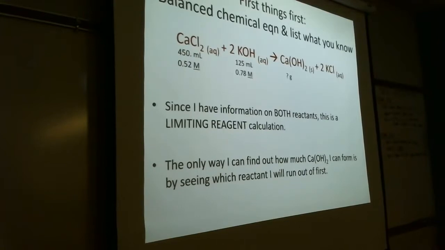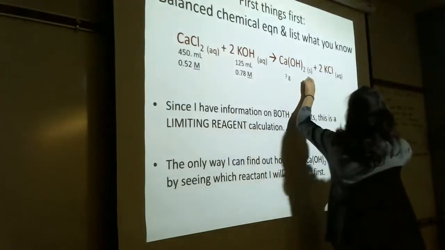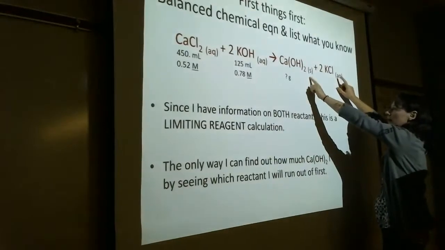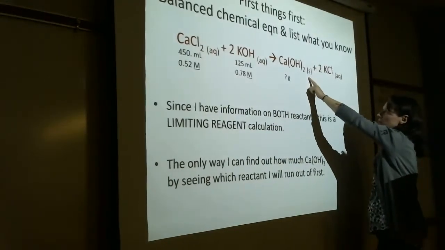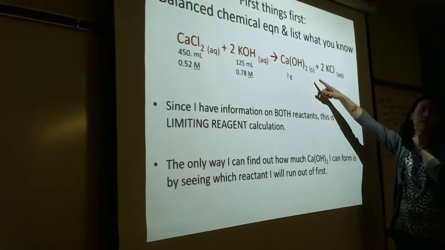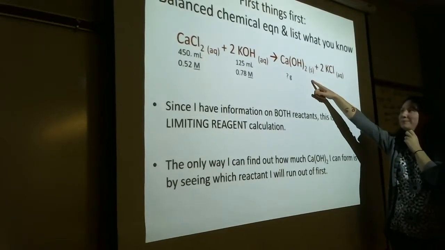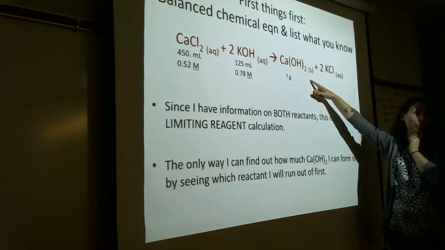We have to write a balanced equation, right? And then again, list what you know underneath that substance. CaCl2 plus 2 KOH produces Ca(OH)2, that's our precipitate. How did I know that this was the precipitate instead of this? How did I know that calcium hydroxide was the precipitate? What did I use? Well, I didn't use anything because I already know my solubility rules, but you, what would you use? Your solubility rules, right?